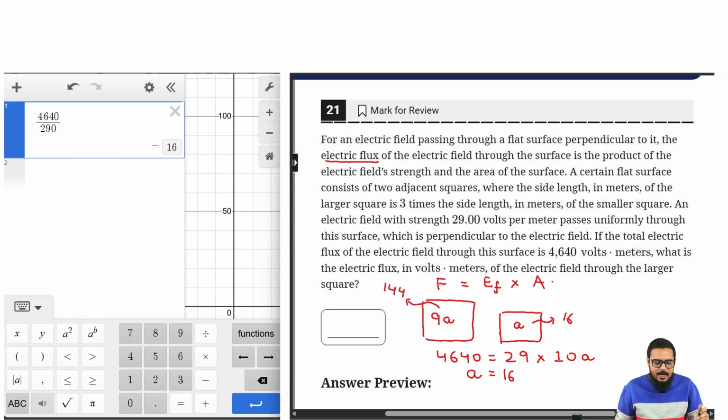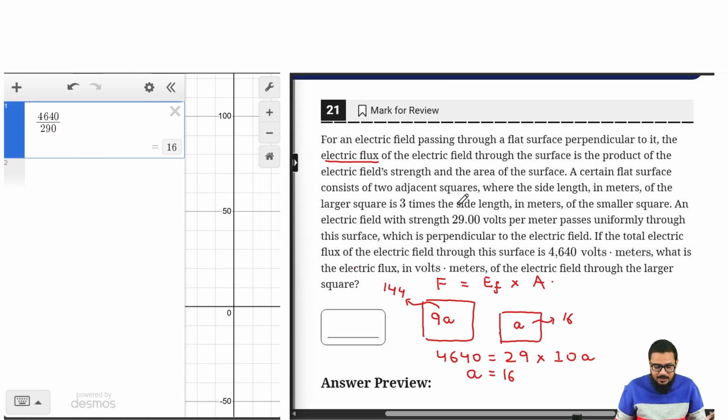Now let's see what I'm looking to figure out in this question. The examiner asks: what is the electric flux, in volt meters, of the electric field through the largest square, just the electric flux created by the largest square, right? So I am looking to find an unknown value of electric flux.